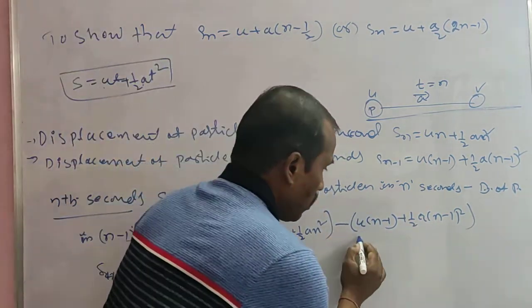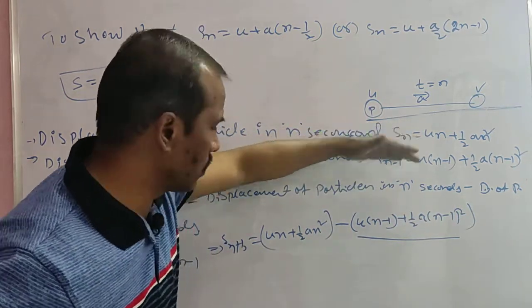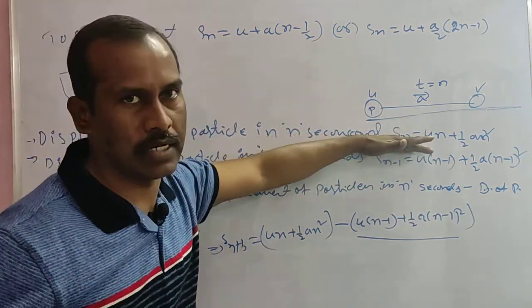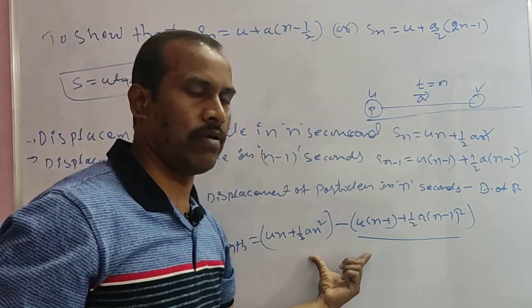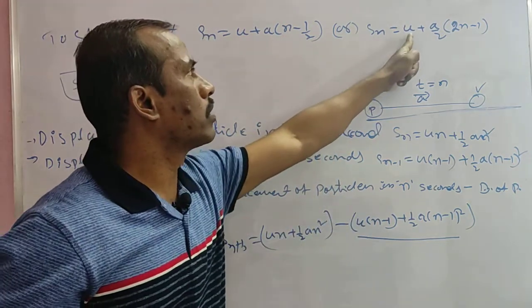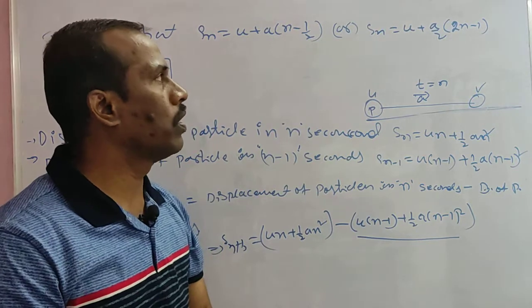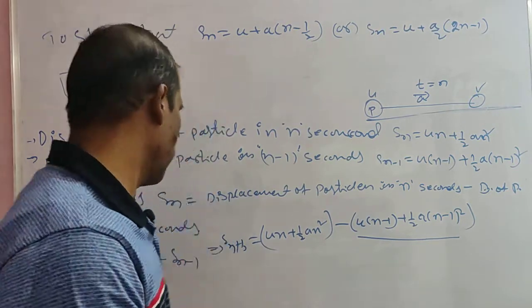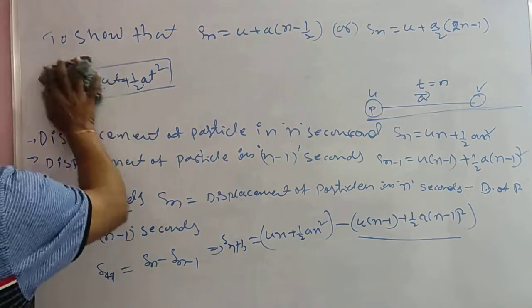This is the displacement of the particle in the nth second. So this one is simplified. After simplifying, we finally get Sn, the nth second displacement, equal to u plus a by 2 into 2n minus 1. Note this one first of all.